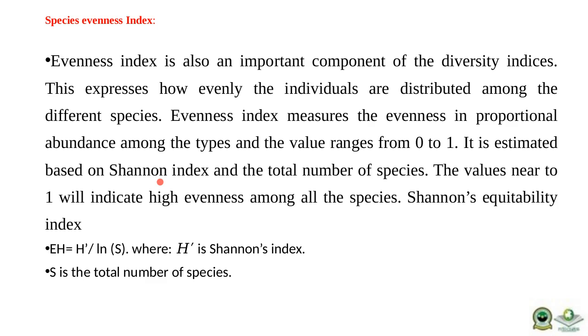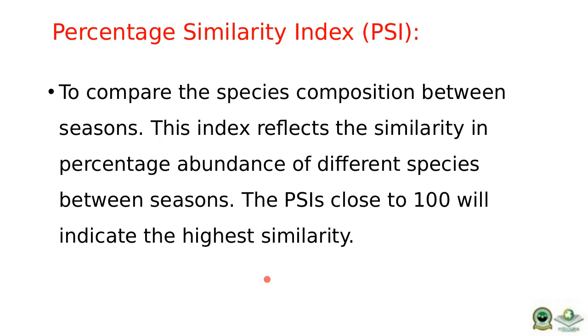It is estimated based on the Shannon index and the total number of species. The Shannon equitability index, which we will have as EH, equals H over ln of S, where H is the Shannon index and S is the total number of species. So the index can be measured and determined.